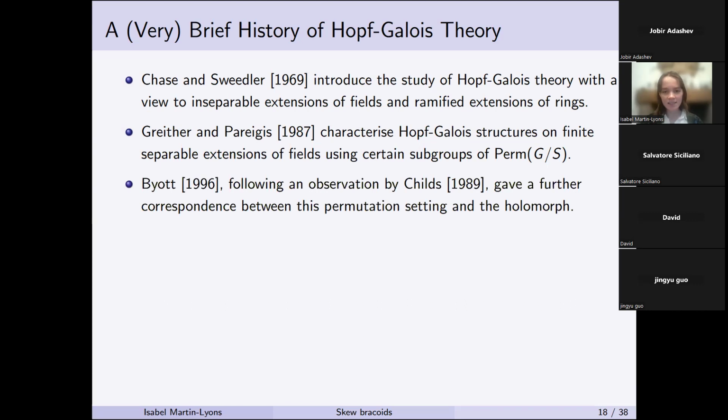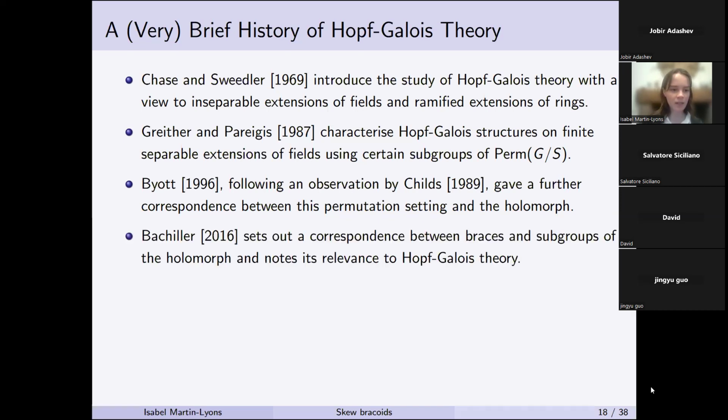Then in 96, following an observation by Childs, Byott gave a further correspondence between this permutation setting and the holomorph. So this really made any sort of study of these things more possible, in a sense, because you're working essentially with groups here, permutation groups, and now subgroups of the holomorph, which is much smaller. So it's really tractable. Then in 2016, much more recently, Bachiller sets out a correspondence between braces and subgroups of the holomorph and notes its relevance to Hopf-Galois theory.